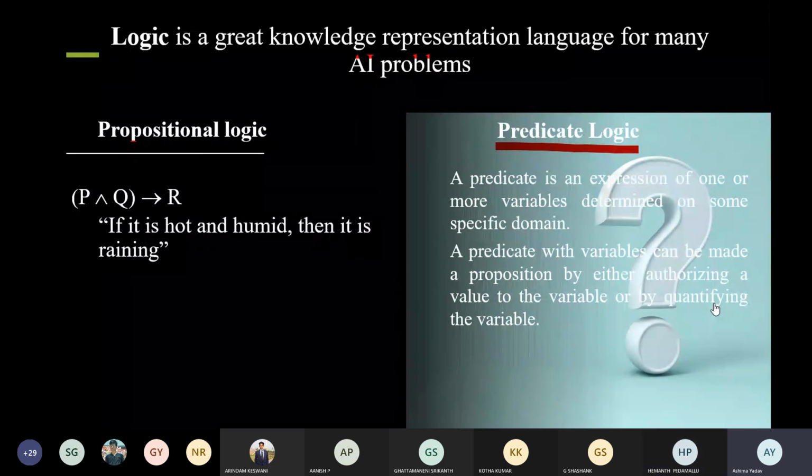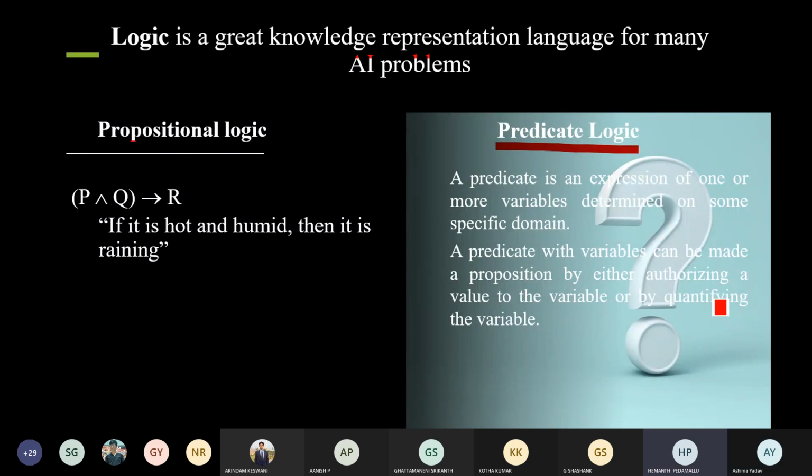So Hemant, any idea about predicate logic? Why do we use it? We already have propositional logic, which I suppose you know. Yes, ma'am. So why do we need the predicate logic?